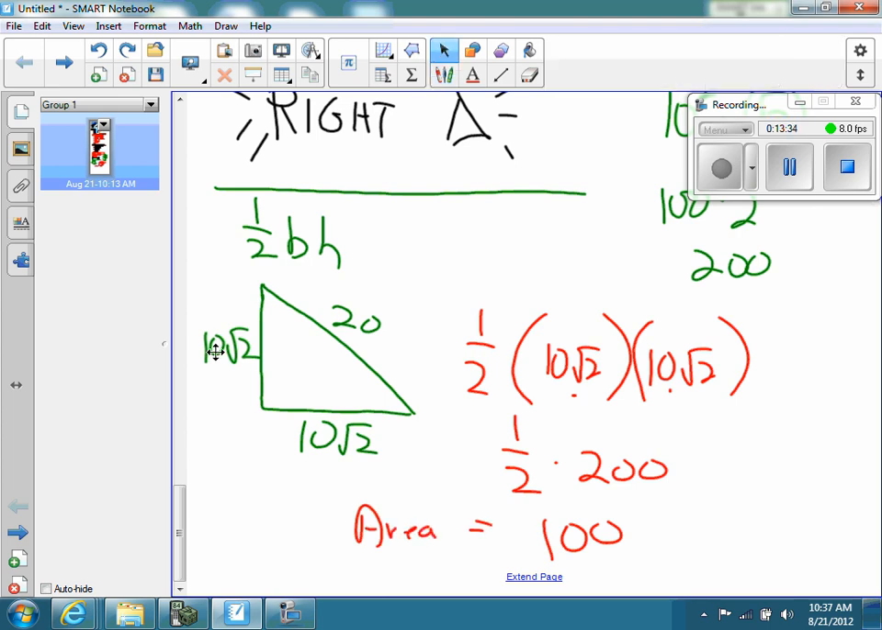So I just paused the video here, went over and looked at the solution manual, and yes, in fact, the area is 100. So this problem is correct, and that should give you a pretty good sense of how to work all of these problems.